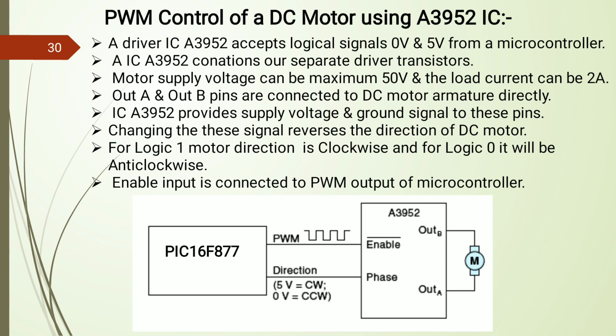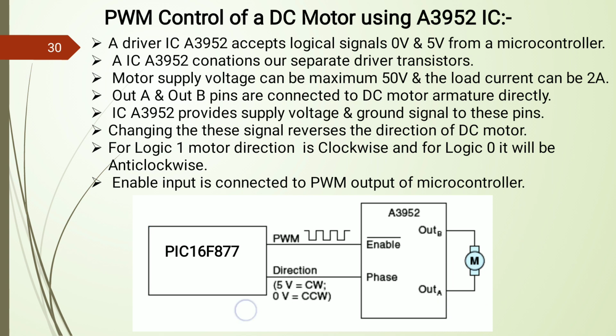And another pin, that is direction. Here if we apply a high pulse, that is logic 1, that is plus 5 volt, to this direction pin, which is applied to the phase pin of the driver IC, in that case our DC motor will be running in clockwise direction. So for logic 1 or supply 5 volt, the motor will move in clockwise direction.